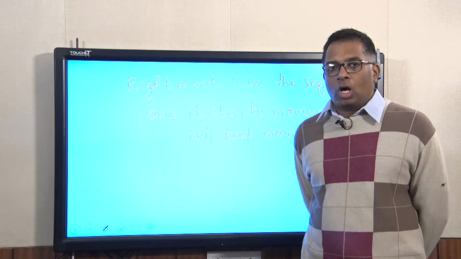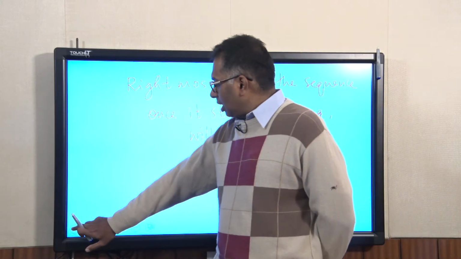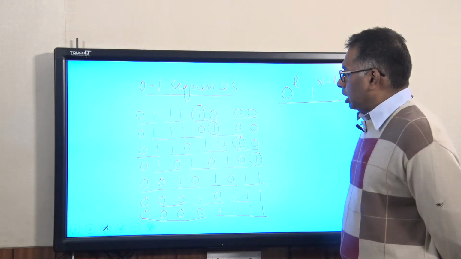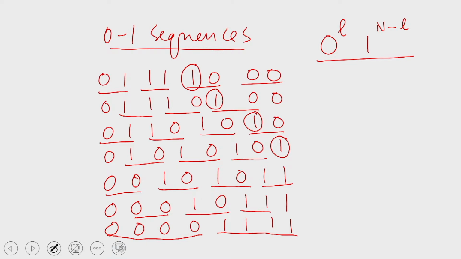But then when will it start moving? In our example, we find that the rightmost one is at an odd position, and therefore it is paired with an even element to its right, which happens to be 0. Therefore, the one will start moving in the first step itself. But this need not be the case always.